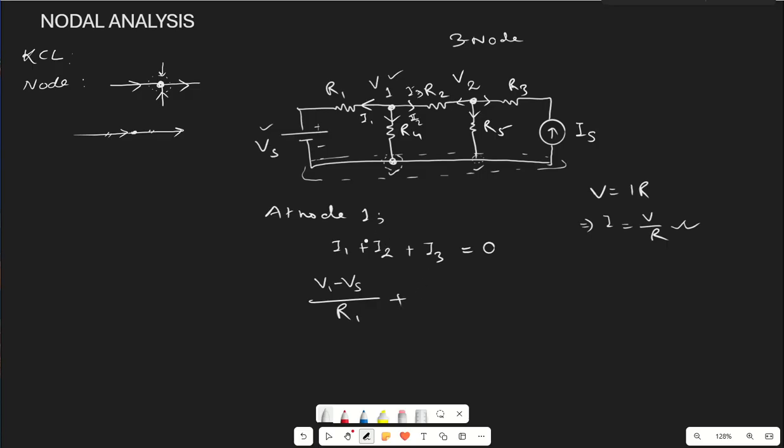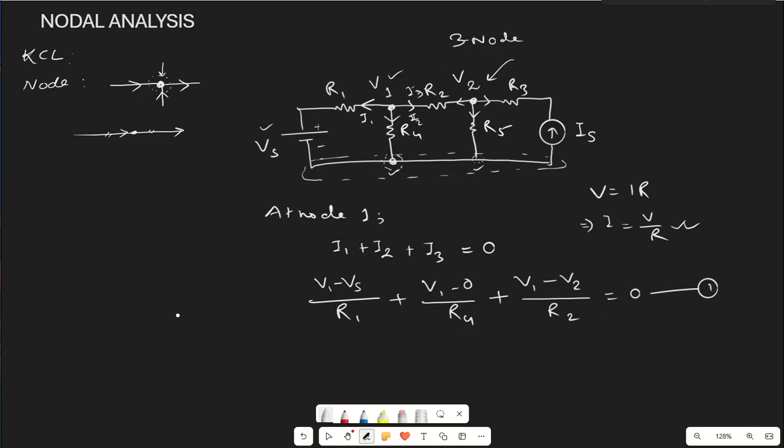Then for I2, this is our I2. We have only one voltage, the remaining is 0 potential. So we can write it as (V1 minus 0) divided by R4, or directly as V1 divided by R4. Then the third one is I3. For I3 it will be (V1 minus V2) divided by R2, equals 0. So this is our equation 1.